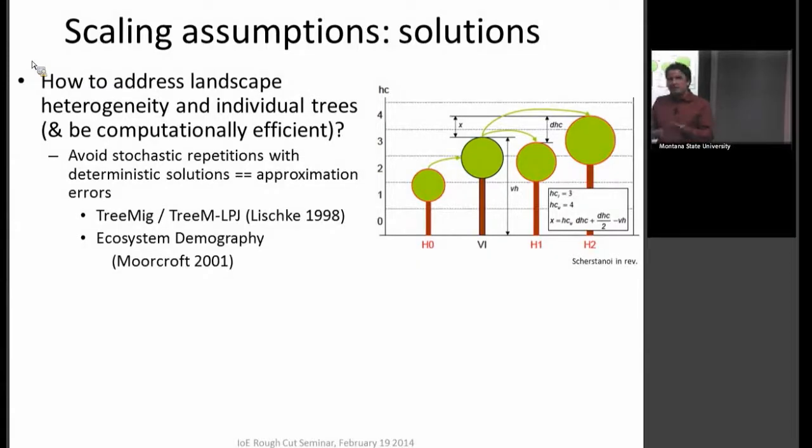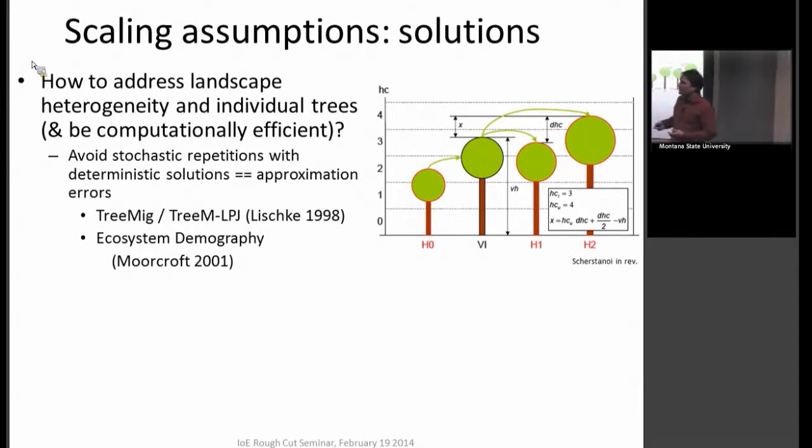And so the TREEMIG approach and the ecosystem demography approach were developed to give simple solutions to all that stochastic information, so that you would only have to run the gap model once to represent all this landscape heterogeneity. But the problem is that you have to make a lot of assumptions about how to handle what we call approximation errors that come into these deterministic solutions.